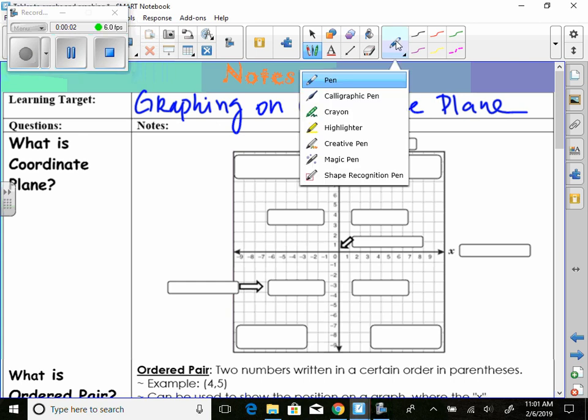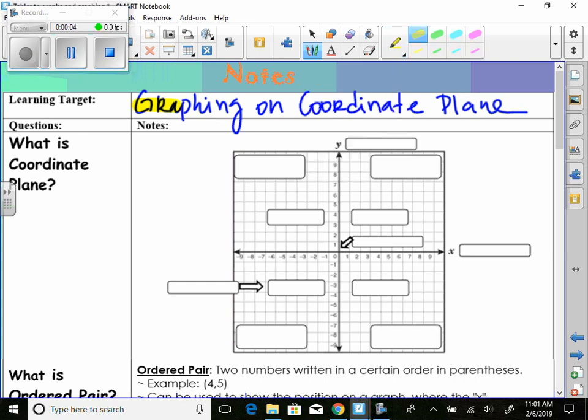Hello everyone, in this video we will be talking about graphing ordered pairs on a coordinate plane. Okay, so write that down. This is your learning target.